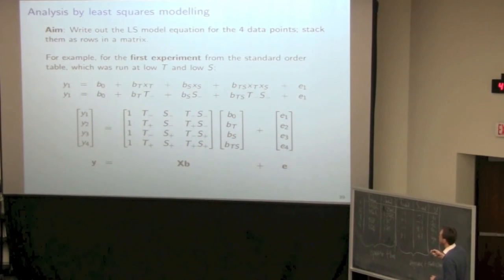Vs represents the effect of substrate concentration, the slope of your substrate. So the S minus goes in there, because we ran that first experiment at low substrate as well. And then the interaction is always represented as the product of the two: temperature xt times xs, substrate. We'll estimate the slope coefficient for VTS that represents the interaction. Okay, so that's the first row assembled. I can go repeat that for the second row, the third row, the fourth.